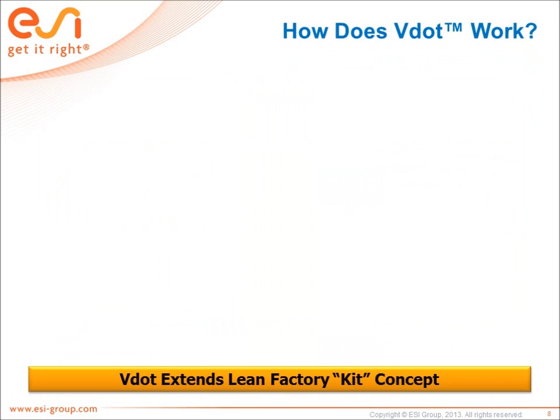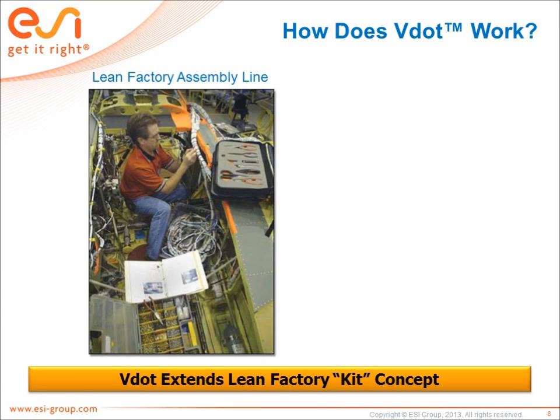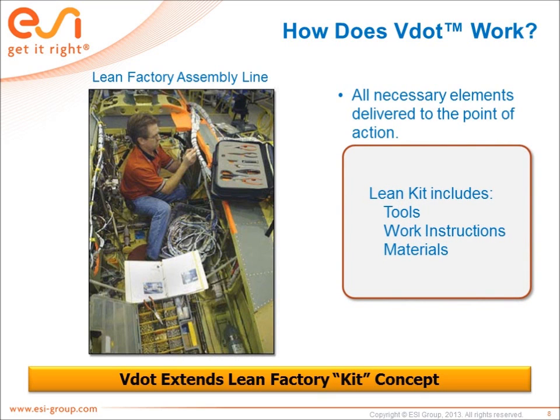So how does Vdot work? As mentioned previously, Vdot was designed by a group of engineers who were working to lean out their design through manufacturing processes to improve efficiency. One key lean improvement, which has been applied to the factory floor, is to deliver kits to the assemblers at the point of action containing everything they need to perform the job at hand. These kits include the tools, work instructions, parts and materials that are required to complete a series of assembly steps.